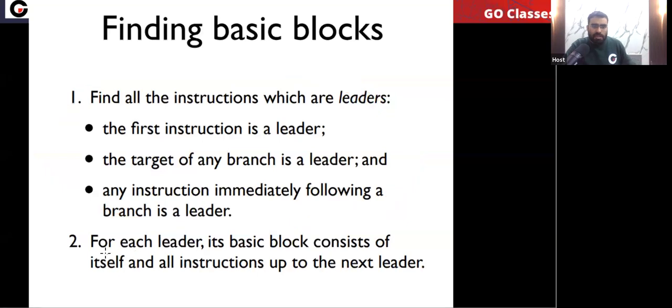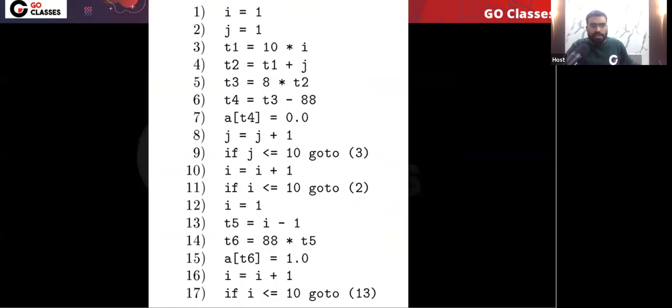Now you can see, for each leader there will be a basic block. For each leader, its basic block will be from this leader to the next leader, but don't include the next leader. Now let's see this example. Tell me how many leaders are there.